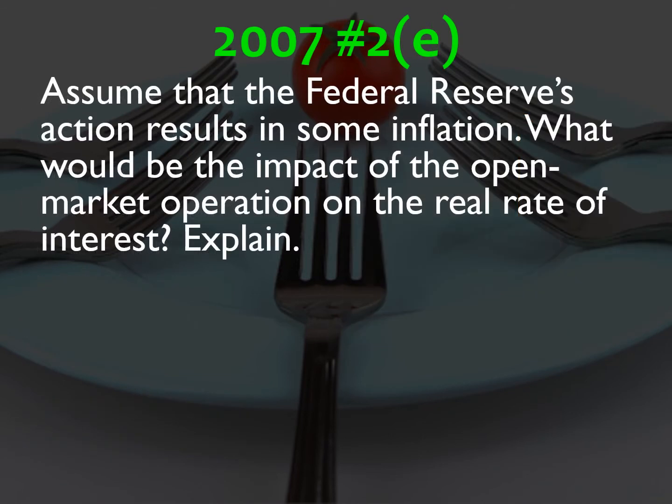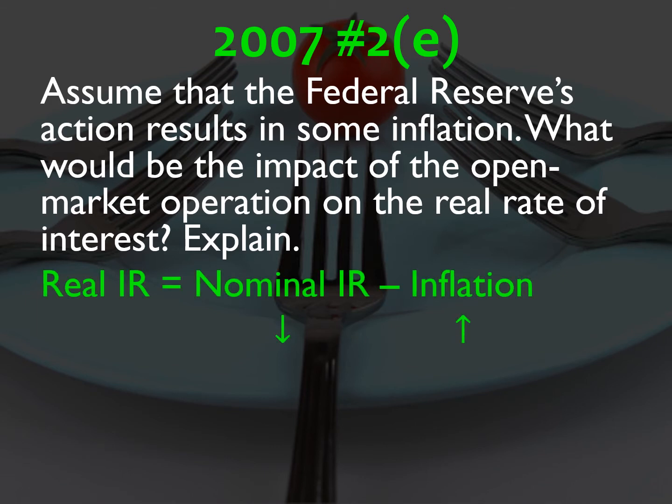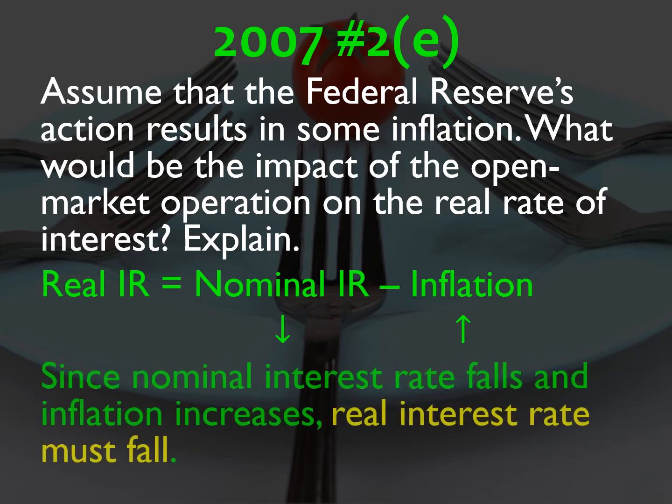E, assume that the Federal Reserve's action results in some inflation. What would be the impact of the open market operation on the real rate of interest? Explain. So remember, the real interest rate is equal to the nominal interest rate minus inflation, and you're told the inflation rate goes up. You were also shown in Part D that the nominal interest rate goes down. So what would be the impact on the real interest rate?